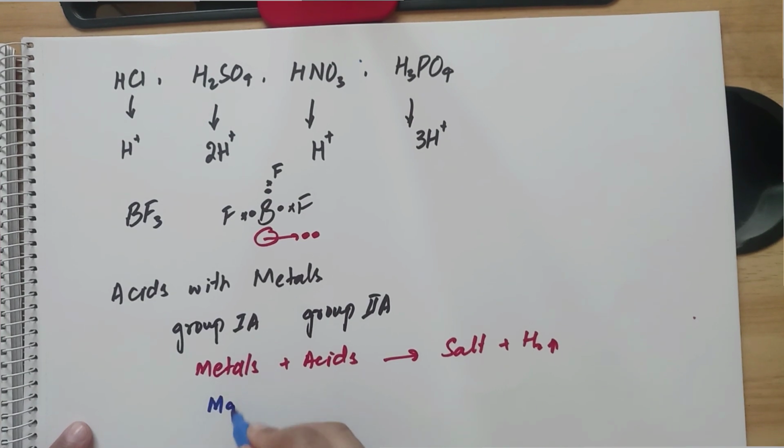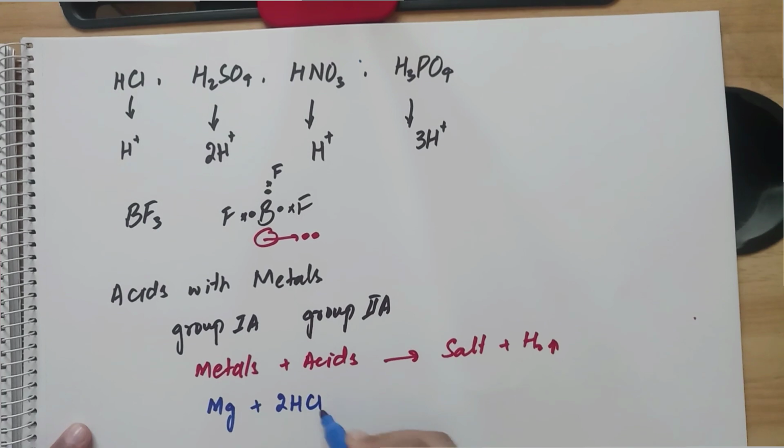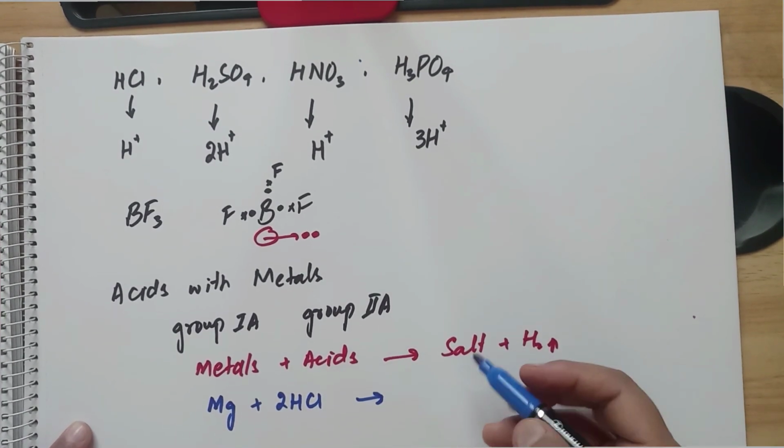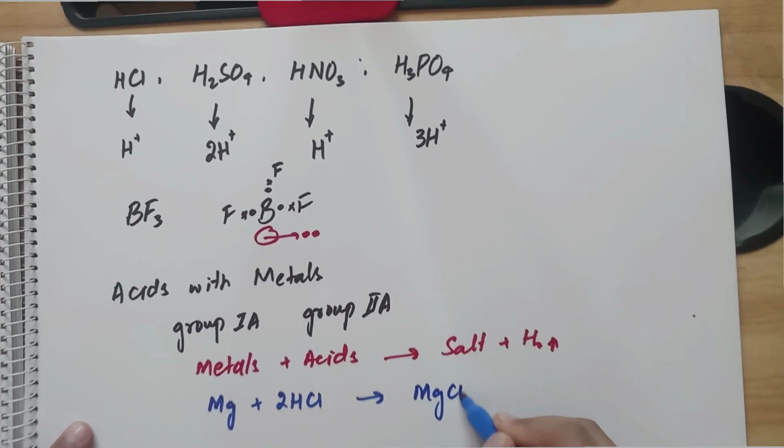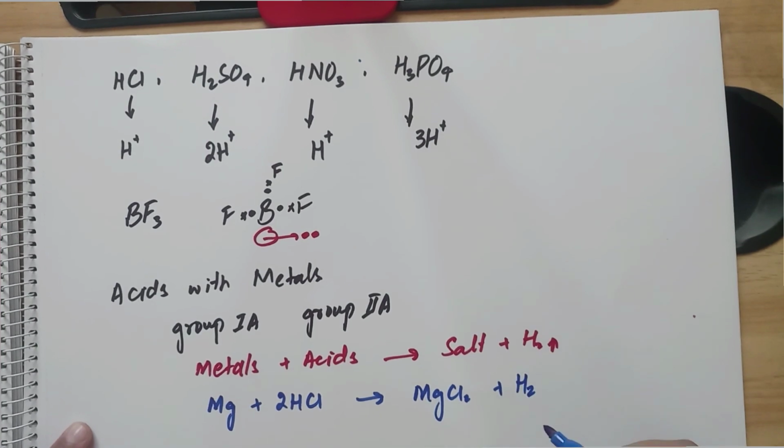So for example, magnesium is an alkaline earth metal. It combined with hydrochloric acid and it formed magnesium chloride and hydrogen gas. Is it clear?